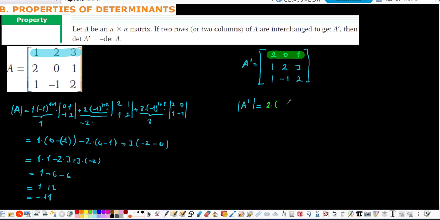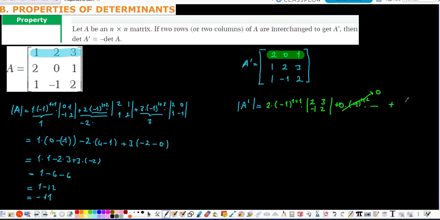2 times minus 1 to the power of 1 plus 1, first row, first column, times, when you close first row and first column, the minor is going to be equal to 2, 3, minus 1 and 2. Then plus 0 times minus 1 to the power of something, it's going to be 1 plus 2, but whatever you are going to write, this is going to be equal to 0.